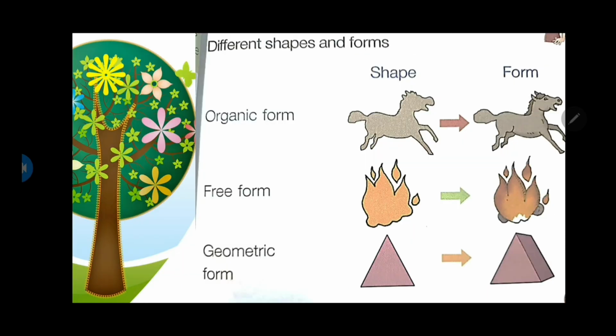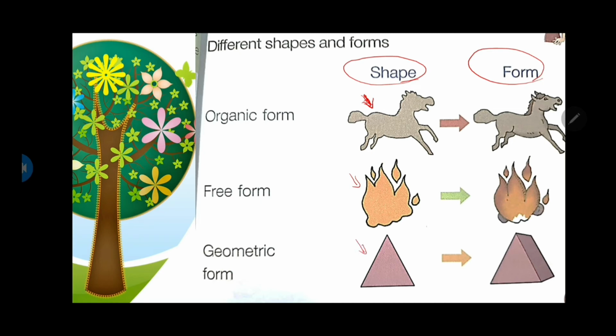Next, different shapes and forms. Please encircle the word shape and form. On the shape column, you can see here a shape probably of, maybe we can say a horse or dog, or anything that has 4 legs. And we also have this kind of shape. We can say this is fire, and this shape is a triangle.